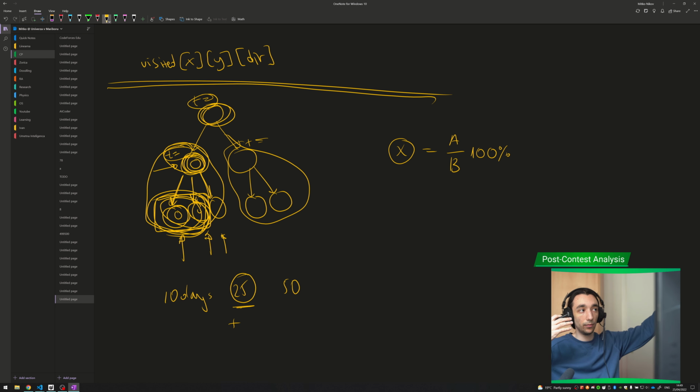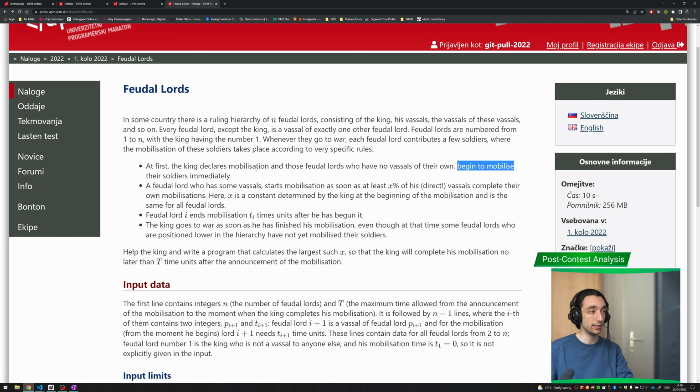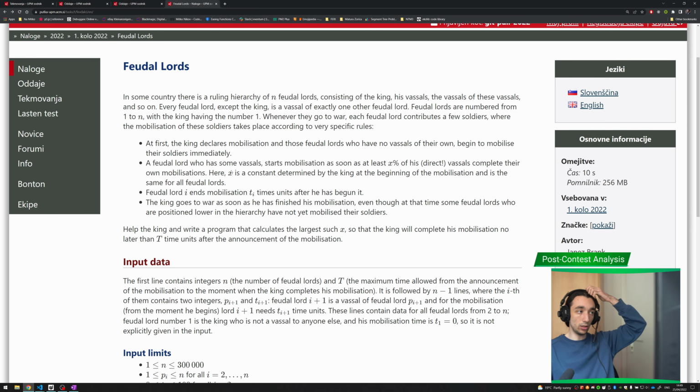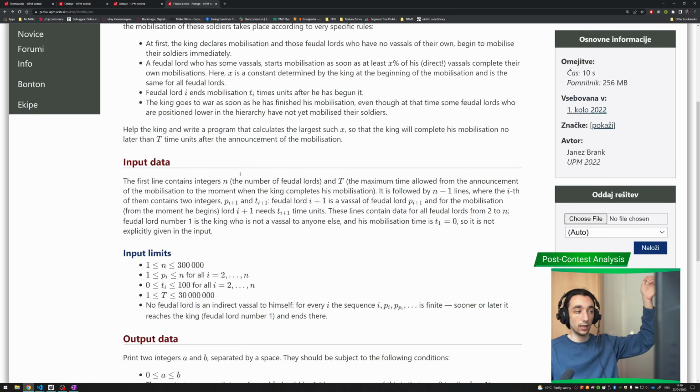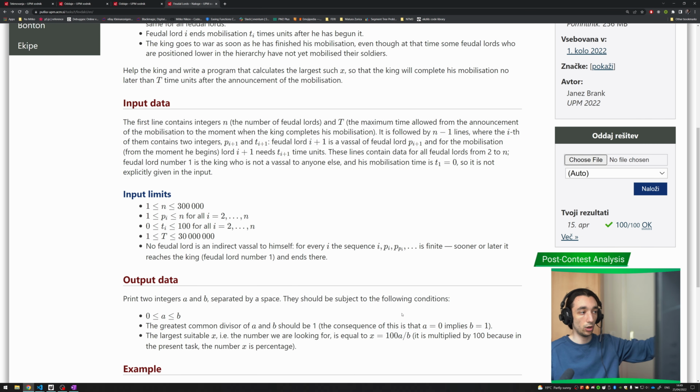Plus the time that he needs to mobilize, right? So it's just a DP on a tree, but the whole idea here is that this X constant is a fraction. And now this becomes a lot harder due to the fact that X is a fraction.